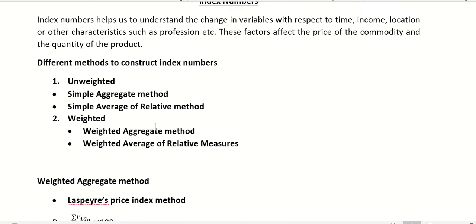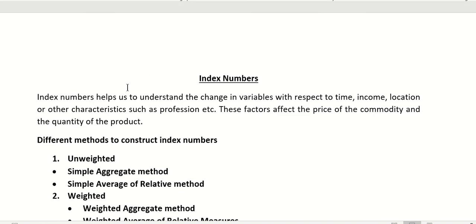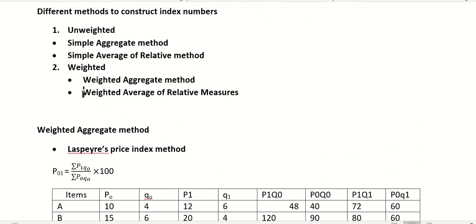So under weighted, we are done with the weighted aggregate method, right? So the next method we have is weighted average of relative measures.